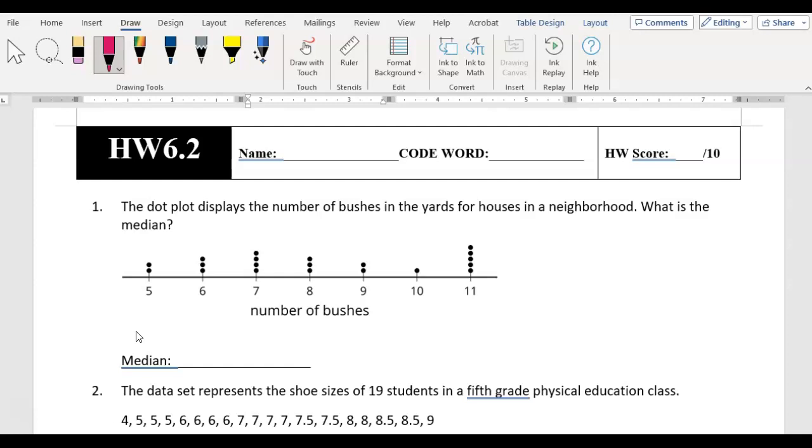So this first one says the dot plot displays the number of bushes in the yards for houses in a neighborhood. What is the median? Well, remember the median is the middle number, so we can just count them.